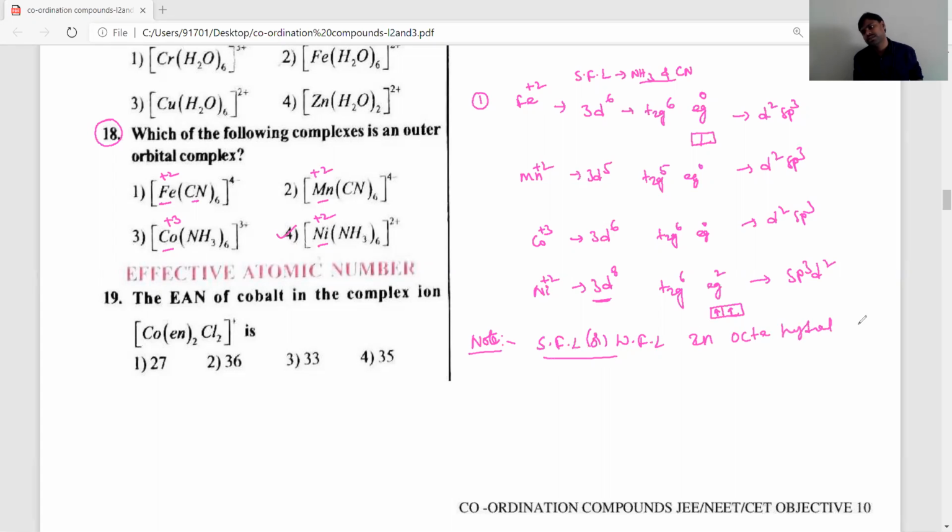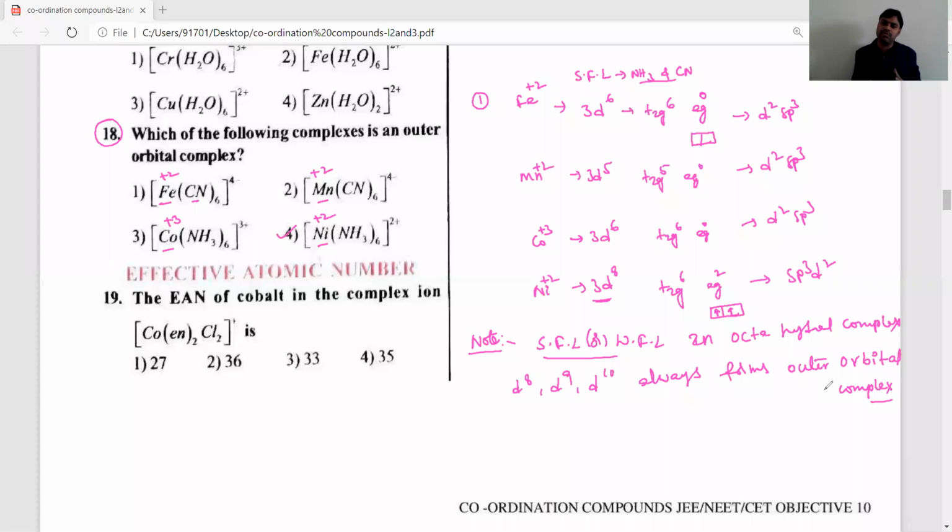Octahedral complex. D8, D9 and D10 always form outer orbital complex only. Why do they always form outer orbital complex only, dear students?